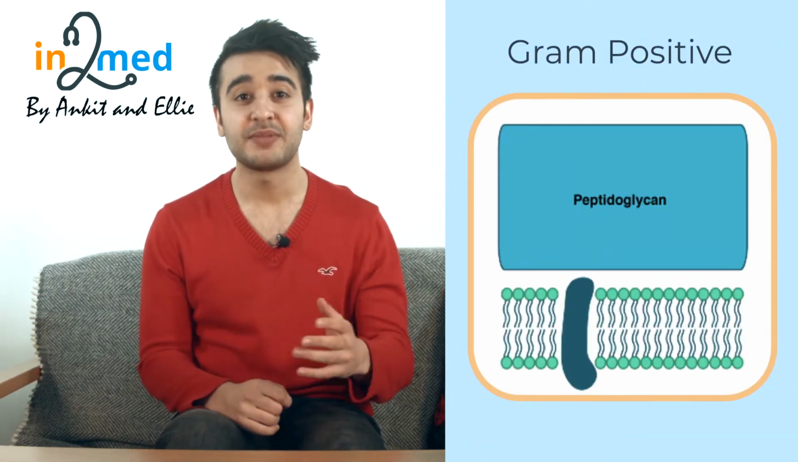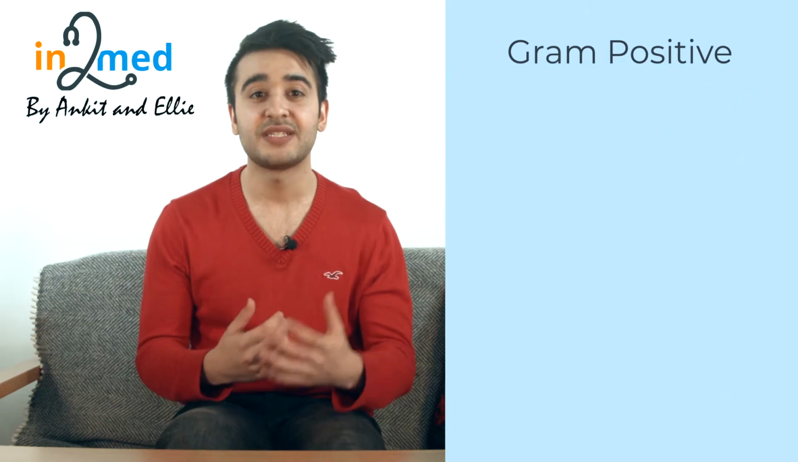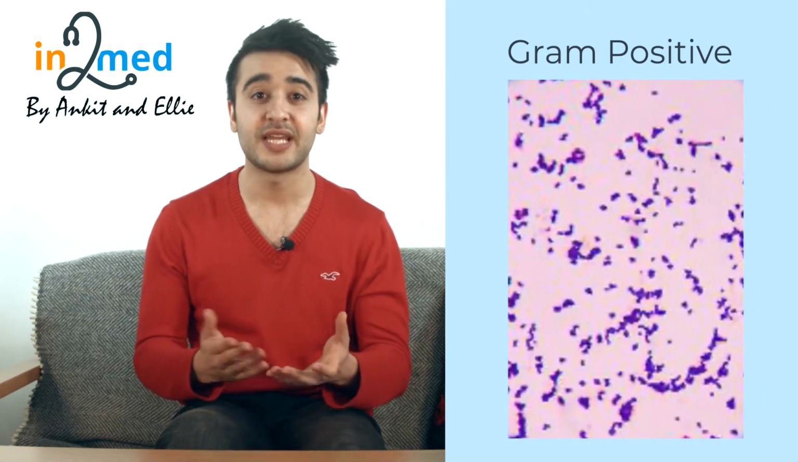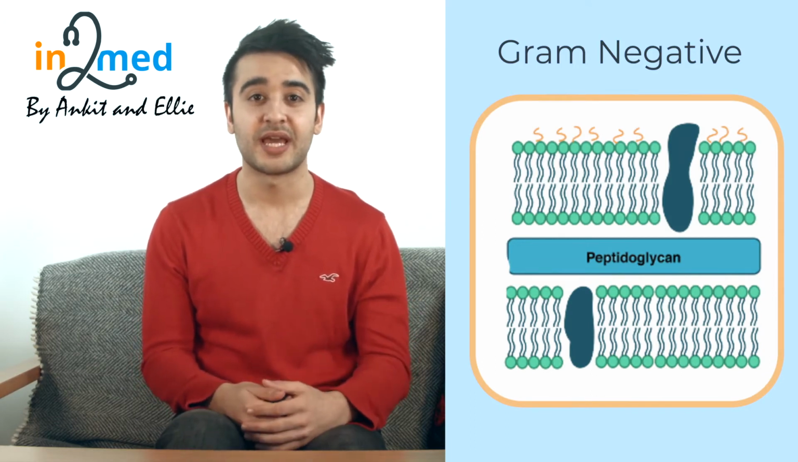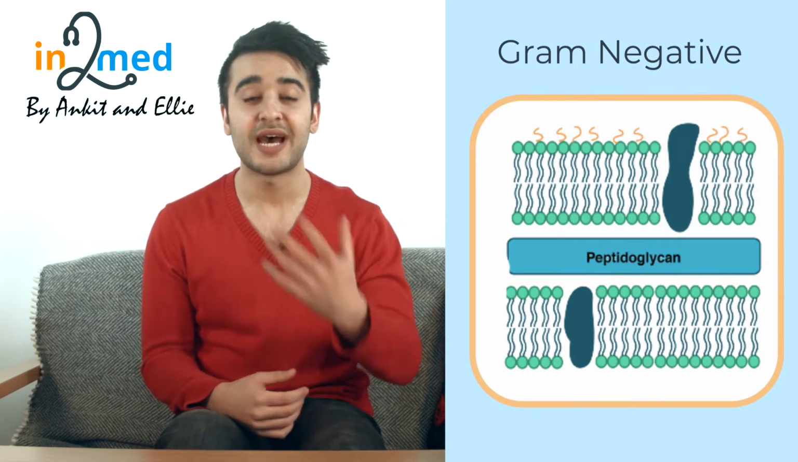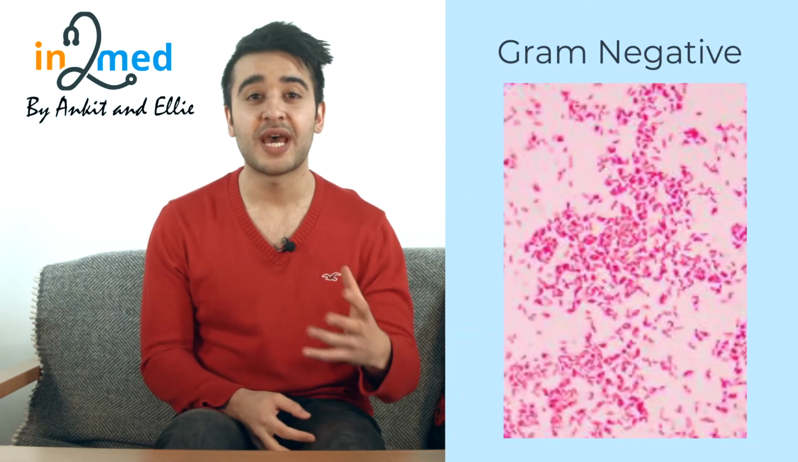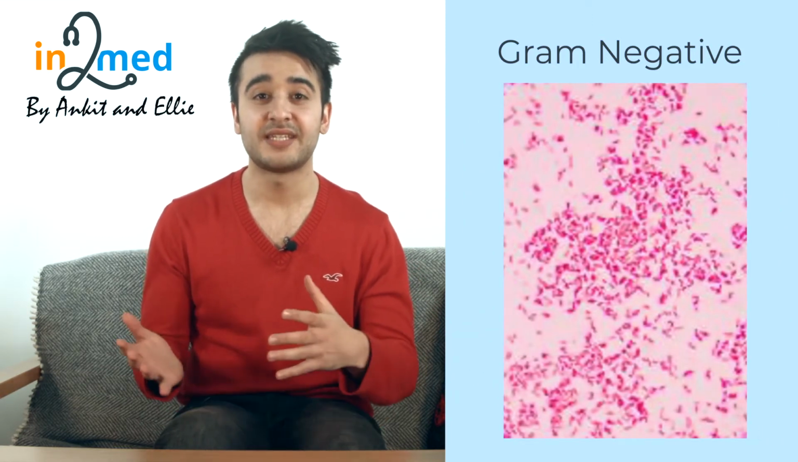So, we can first classify bacteria according to their gram stain. Gram-positive bacteria have a cell wall which is made of peptidoglycan, and this actively takes up the gram stain, so they're going to stain blue. The difference with gram-negative bacteria is that whilst they have an outer cell wall which is made of peptidoglycan, they also have an additional outer membrane. This means that they don't actively take up the gram stain, and instead stain pink.